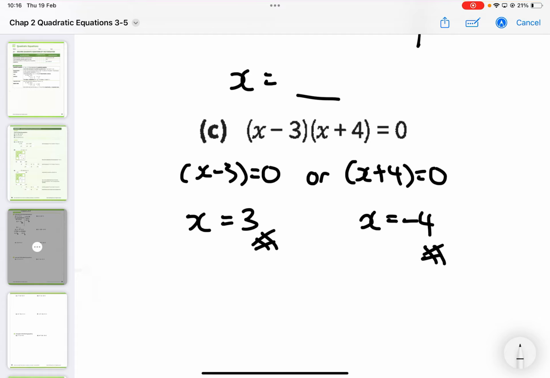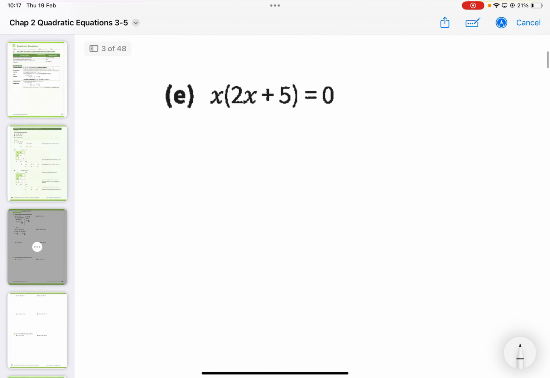If you don't believe, I put x back. X is 3. 3 plus 4 is 7. But here 3 minus 3 is 0. 0 times 7, 0. If I put x equals negative 4, negative 4 plus 4 becomes 0. Negative 4 minus 3, negative 7. 0 times negative 7, also makes it 0. So these two are both values that will balance the equation.